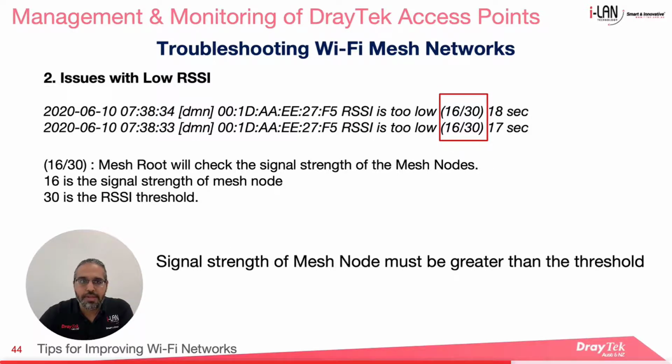If the issue is due to low RSSI, you will see syslog entries similar to the one shown here. The two numbers shown in brackets are the signal strength of the mesh node and the RSSI threshold. The signal strength of the mesh node must be greater than the RSSI threshold.